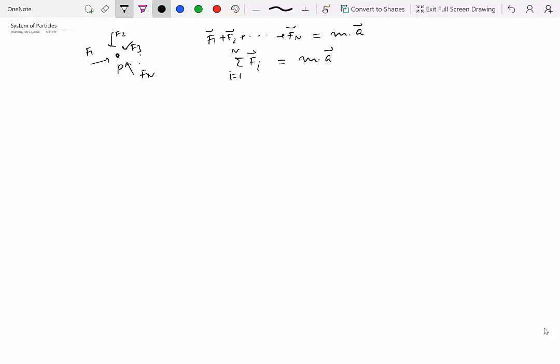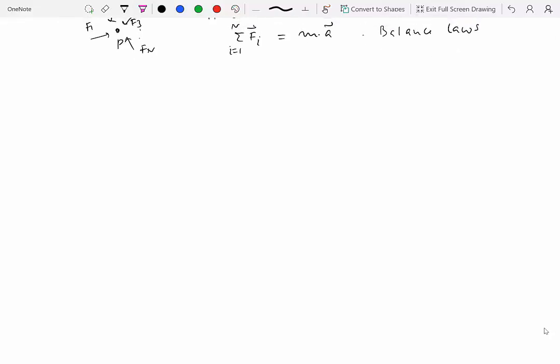And that has been fine. We can count the number of forces, we can add them vectorially and then equate them with mass times acceleration, and that was our balance laws. In combination with the kinematic analysis, the balance laws and the force laws, we could solve the problems in this chapter. Now the next question is, how do we solve similar problems for a system of particles?